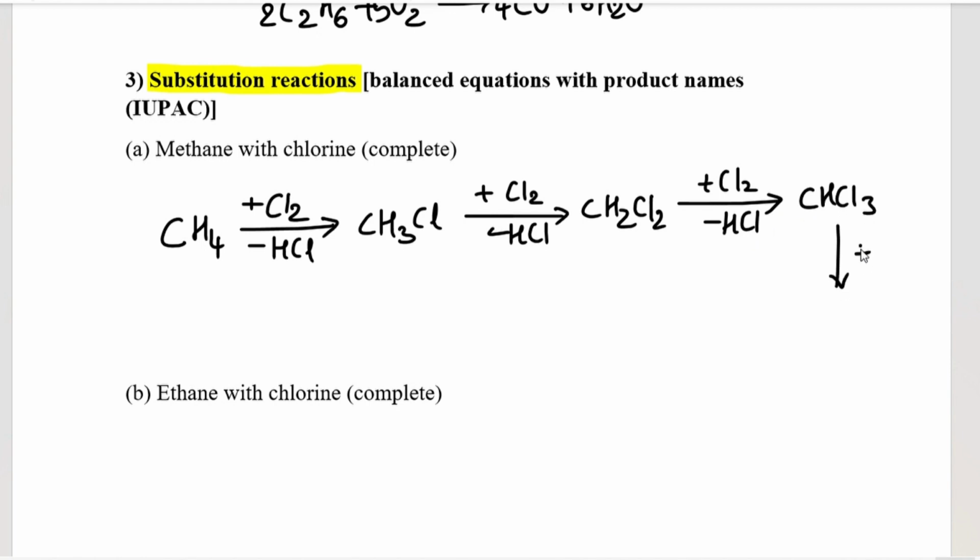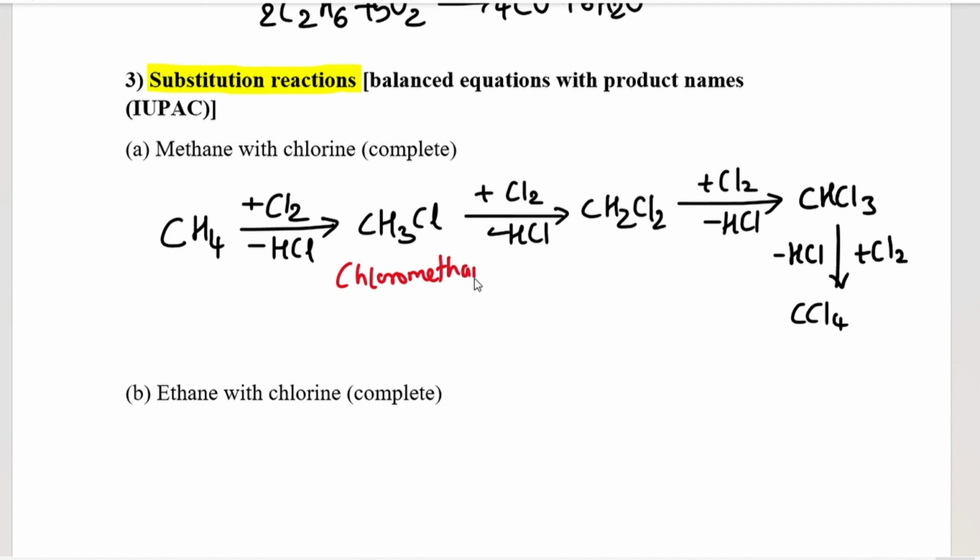I will write here plus Cl2 minus HCl, CCl4. You will get CCl4. Common name of CCl4 is carbon tetrachloride. CHCl3 is chloroform. This is dichloromethane. This is chloromethane. So IUPAC names they have asked.